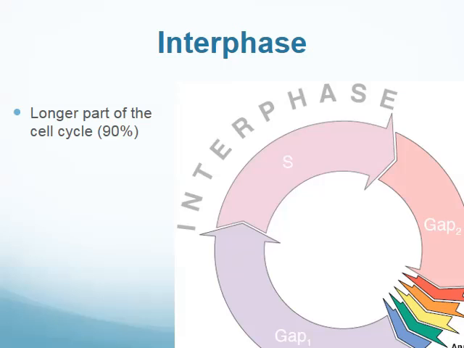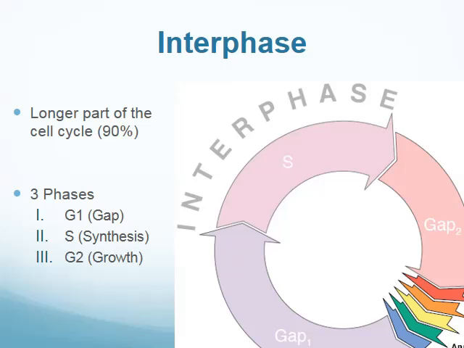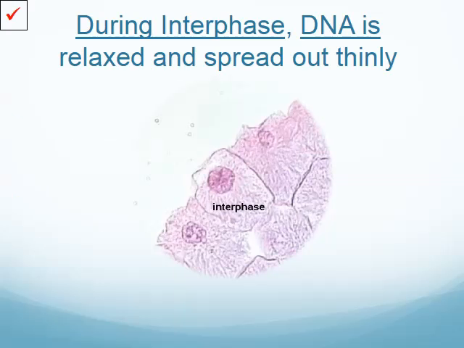With interphase, interphase is the longer part of the cell cycle. The cell roughly spends 90% of its time in interphase. Interphase is composed of 3 different phases. The G1, or the gap phase, the S, or synthesis phase, and the G2, or the growth phase. So, once again, we'll talk about these specifically coming up.